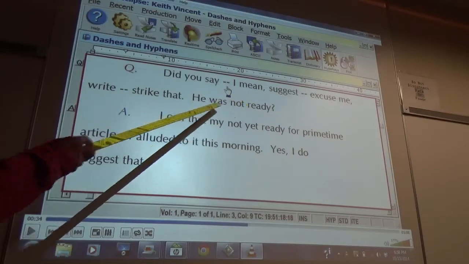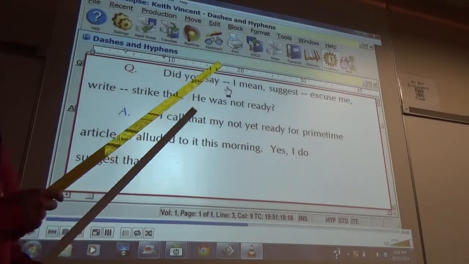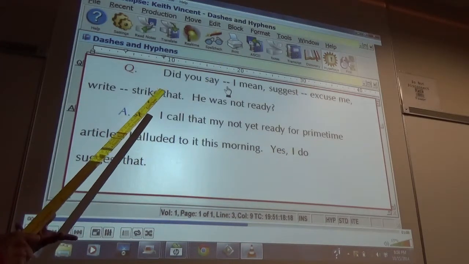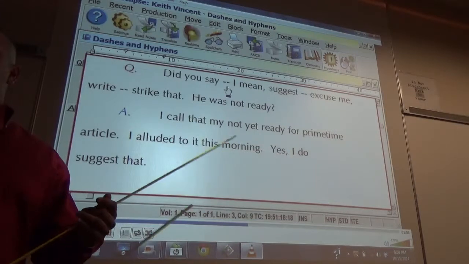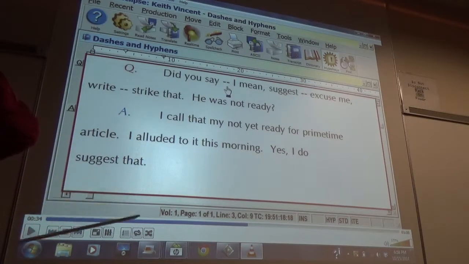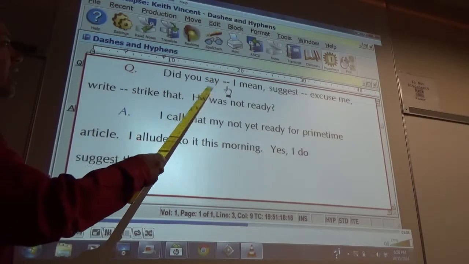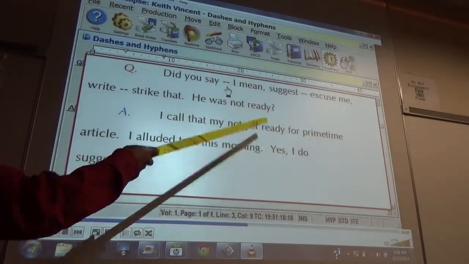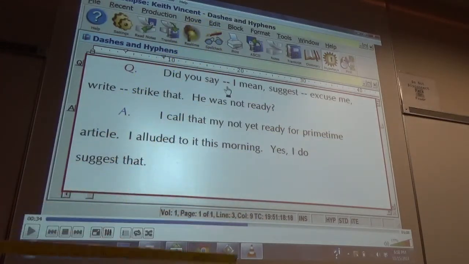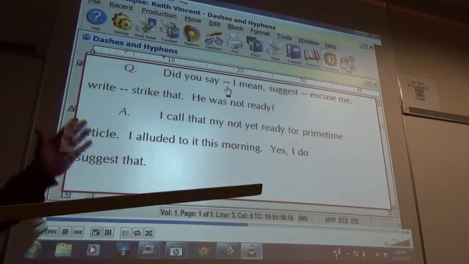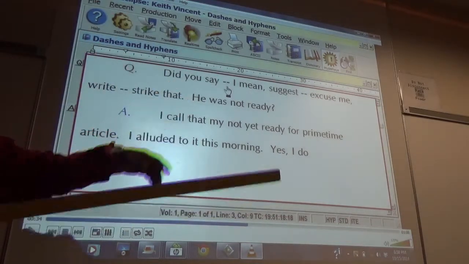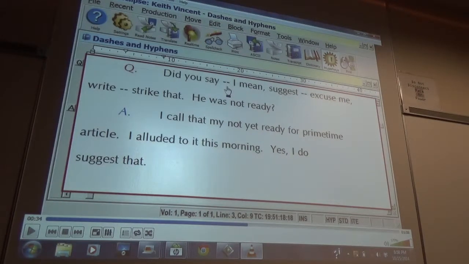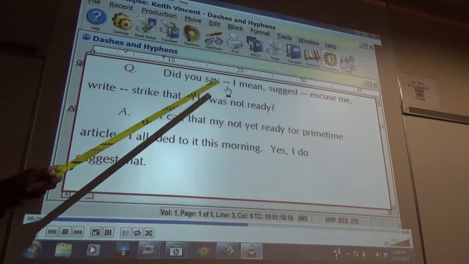So they're having a break in what they're saying. Did you say, I mean, suggest, excuse me, right? Strike that. He's losing his train of thought of what he's trying to say. So you don't want to keep that as commas because it doesn't make sense. It's not commas, guys. It's breaks in what he's saying, okay? So you need the hyphen, I mean the dash, okay?